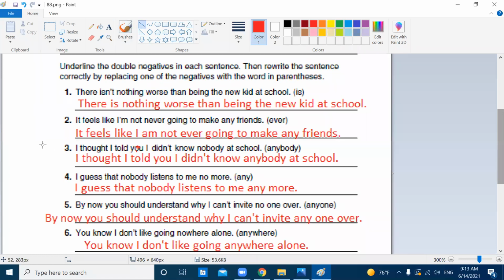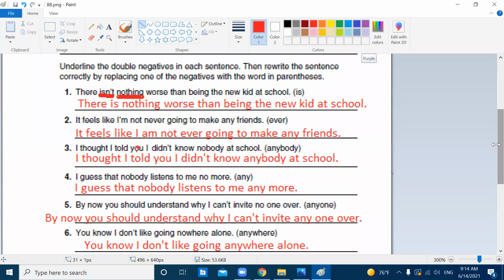There is nothing worse than being the new kid at school. The 2 negatives in the sentence in the book, not the one we wrote. I forgot to tell you that I cannot find my book. It's on the screen. You can read it right off the screen. Isn't, right? What else? And nothing. That's right, very good. Isn't and nothing. Thank you.